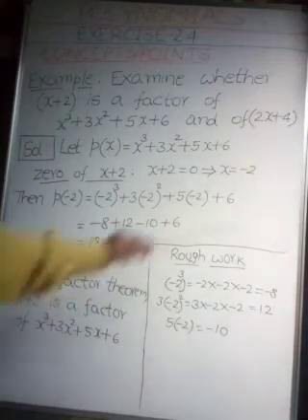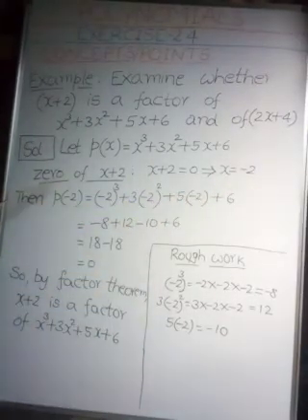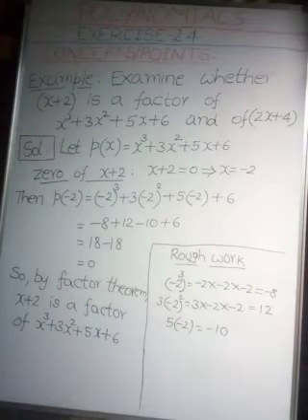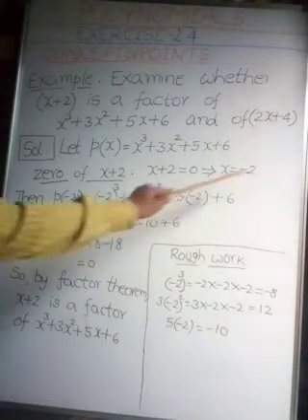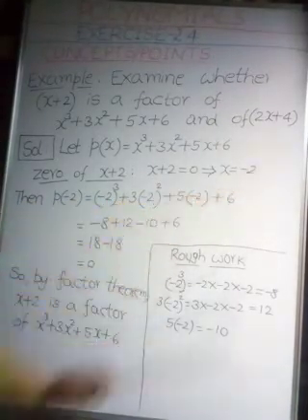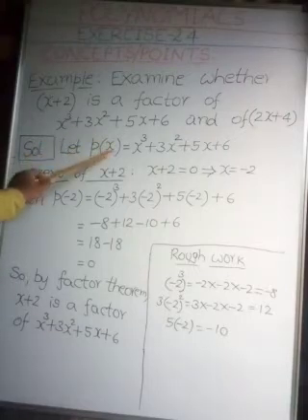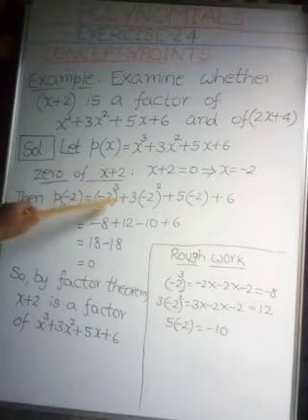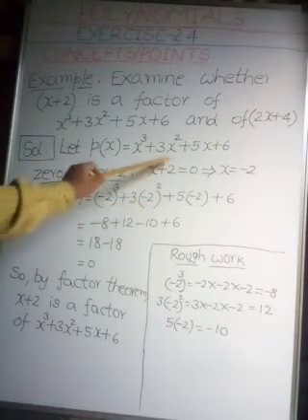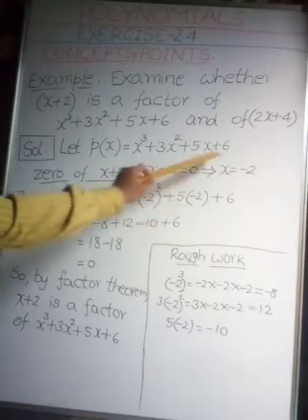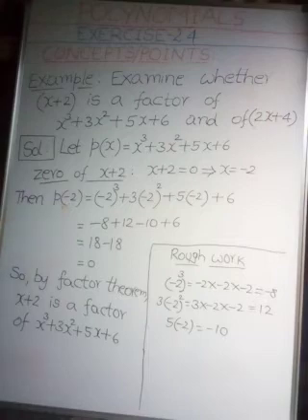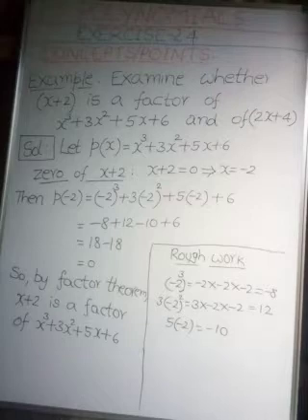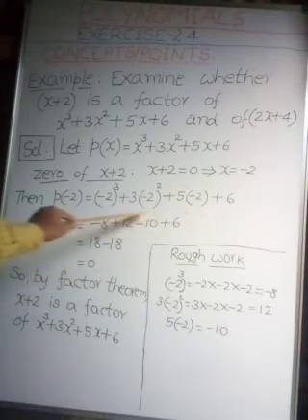Okay, my dear children, this number is said to be the 0 of the polynomial x plus 2, the 0 of the linear polynomial x plus 2. Now we have to substitute this value in the p of x, the given polynomial. That is, p of minus 2 is equal to minus 2 whole cube plus 3 into minus 2 whole square plus 5 into minus 2 plus 6. Understood this step, my dear children? We are just substituting x is equal to minus 2 in the given polynomial.